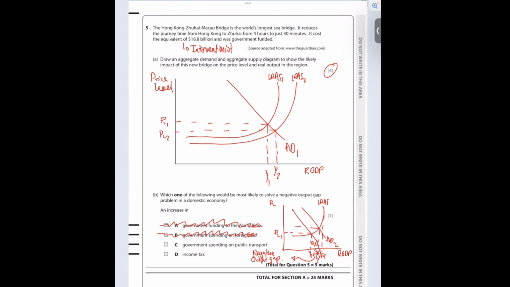You can just see there, just from the dotted lines, the second one I drew is close to the YFE. An increase in income tax is actually going to cause AD to go the other way because it could increase savings, but it could decrease consumption. So AD would shift the other way.